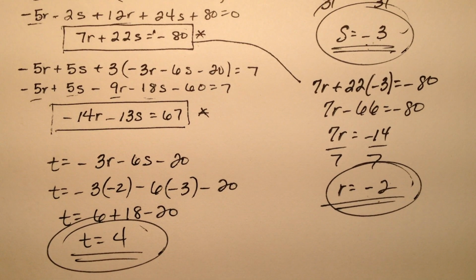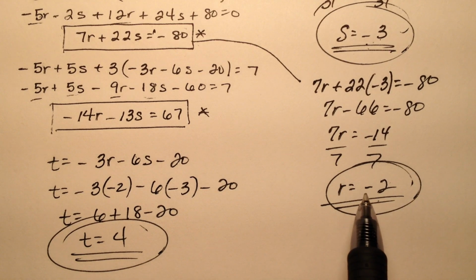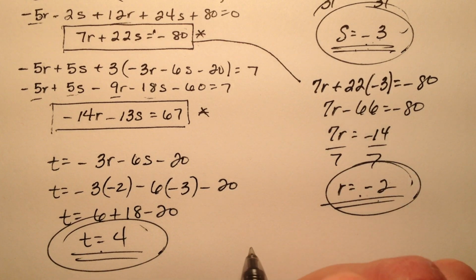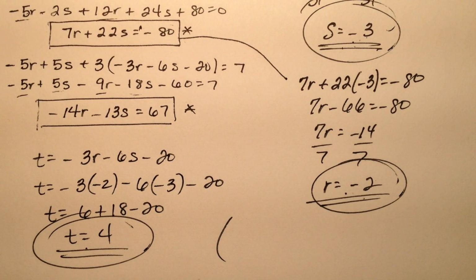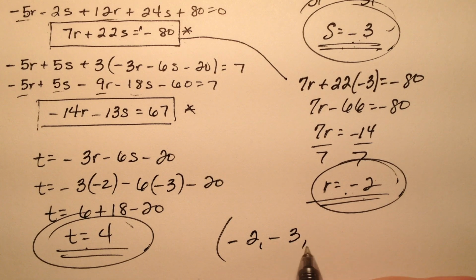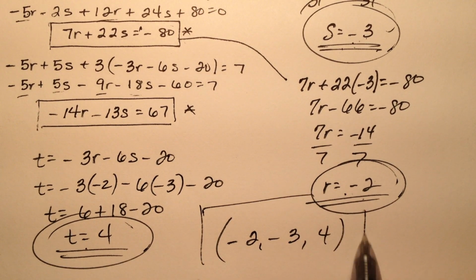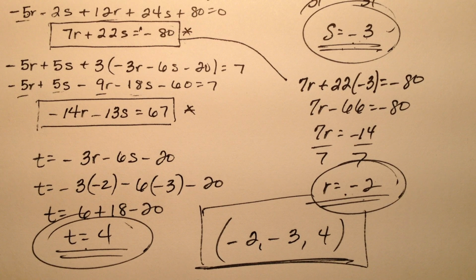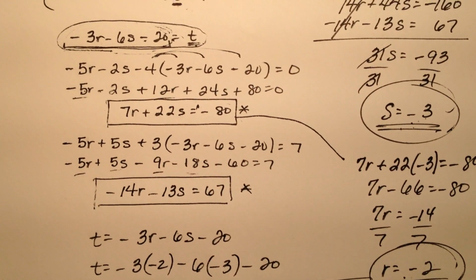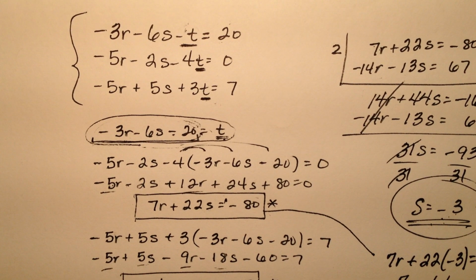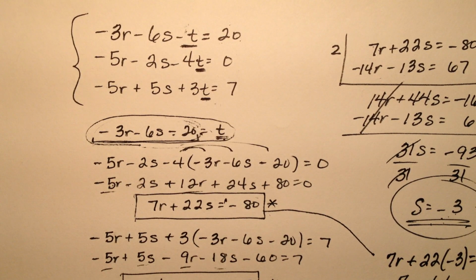So now I have values for all 3 variables, r, s, and t. So I'm going to write my solution then as an ordered triplet. And the big thing is make sure your variables are in alphabetical order. So it will be r, s, t. So -2, -3, 4. And this ordered triplet now represents the solution to this initial system of equations with 3 variables and 3 unknowns.